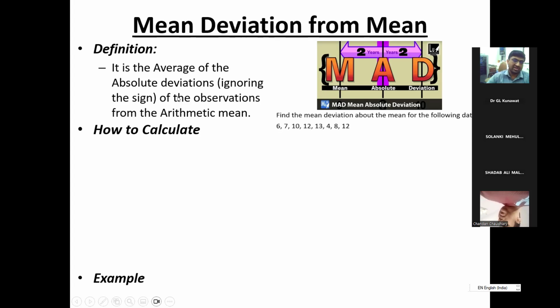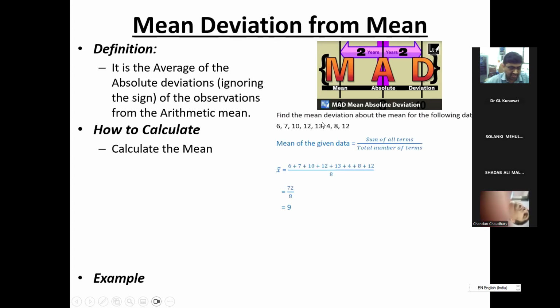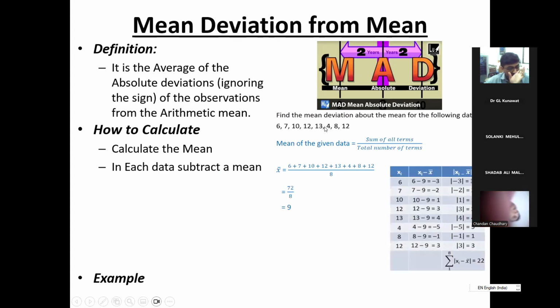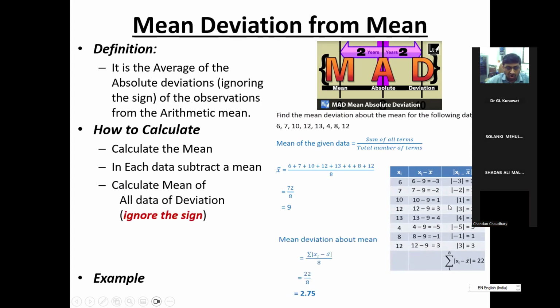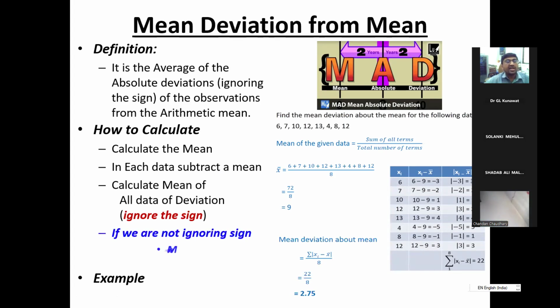Let us see with an example. Here we have a given data set. First, we have to calculate the mean. Now subtract the mean from each observation. Now we have to ignore the sign, so we make the negative observations positive. And then we calculate the mean of all the deviations. So here we are ignoring the sign. This is very important. If you forget to ignore the sign, the mean deviation from mean is always 0. That is why we have to ignore the sign in mean deviation from mean.